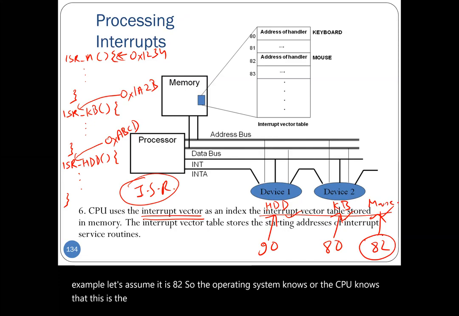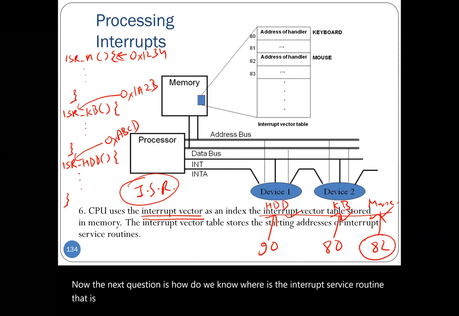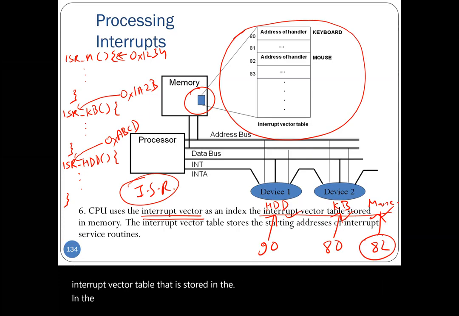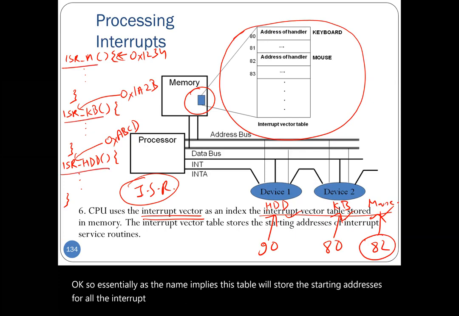Now the next question is, how do we know where the interrupt service routine needed for handling this interrupt from the mouse is? And that is where the interrupt vector table that is stored in the operating system address space comes into play. Essentially, as the name implies, this table will store the starting addresses for all the interrupt service routines in the operating system.